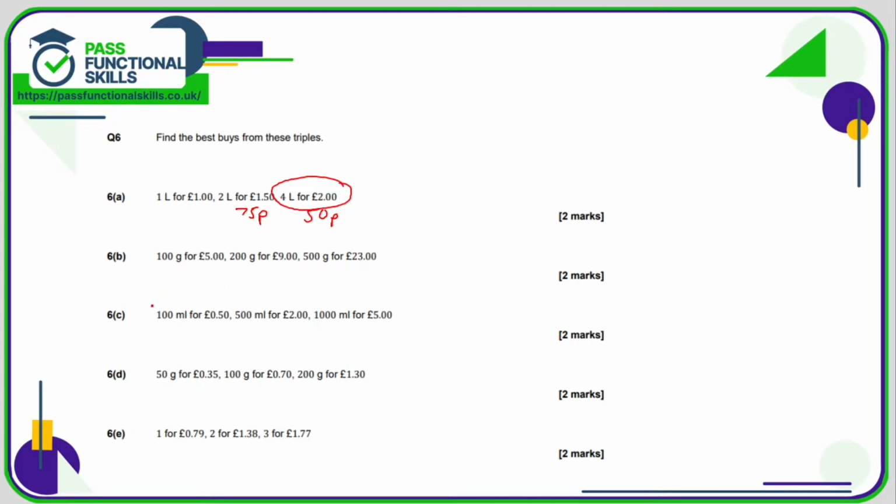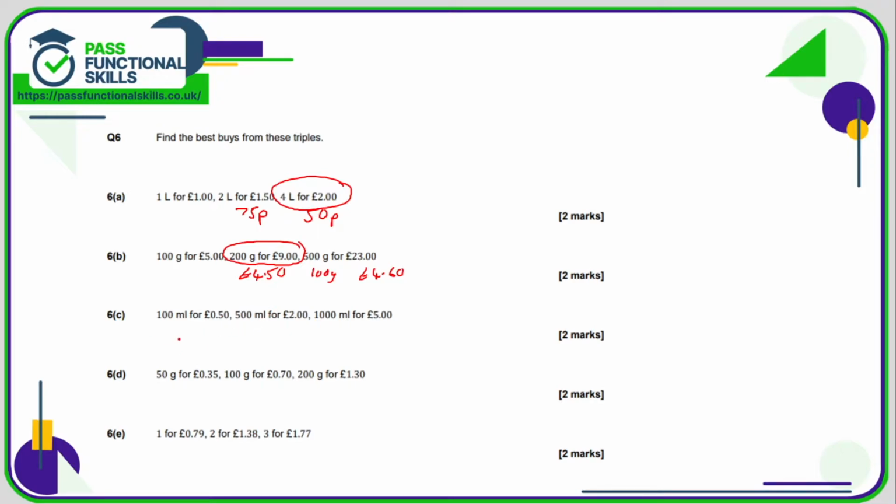For 6B, I'm going to work out the price per 100 grams, which means 100 grams for £5 can remain unchanged. If 200 grams is £9, then that works out as 100 grams costing £4.50, so it's half the amount, so half the price. And if 500 grams is £23, then 100 grams is 5 times less in terms of weight, so it's going to cost 5 times less, and 23 divided by 5 works out as £4.60 per 100 grams. So we can clearly see that 200 grams for £9 is the best value here.